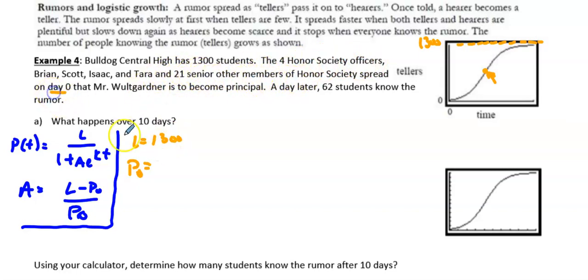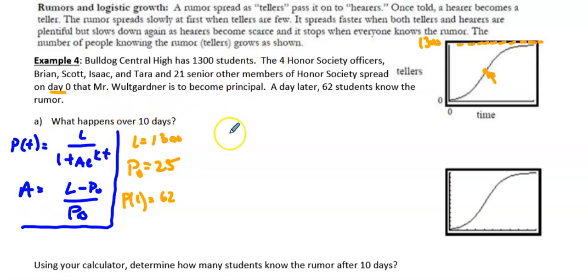So on day 0, we know that 4 plus 21 is 25. So we know that P of 0 is equal to 25. We know that a day later, at time equals 1, so P of 1, 62 people know the rumor. We have enough information now to find A, find K, and then figure out what's happening at time equals 10.